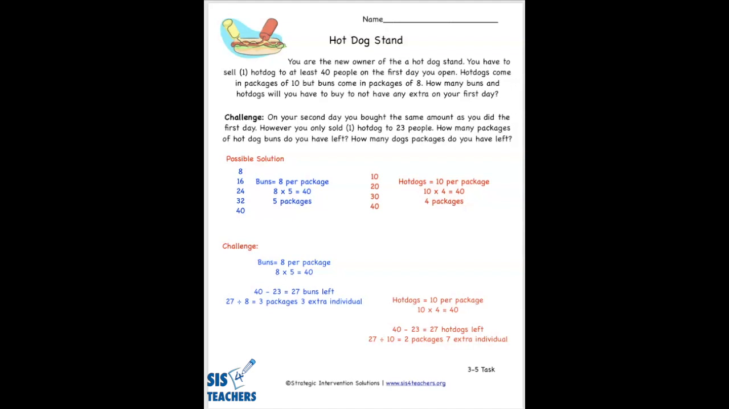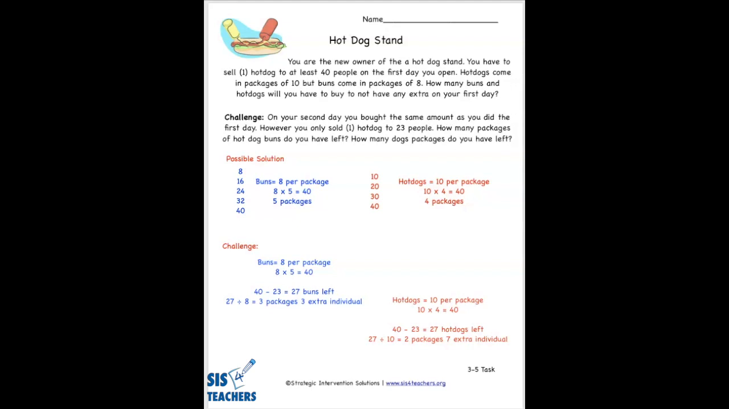Now the challenge here is asking if on the second day you only sold 23, how many extra packages are you going to have left? When we look at the buns, we know that they came in packages of 8, and so we did the 8 times 5 earlier to show that we had 40. Now if we do 40 minus 23, we know that that equals 17 buns left. I took the 17 and divided it by 8 to figure out how much I would have left. I know that 8 goes into 17 2 times, but there's going to be 1 extra individual bun left over. So we're going to have 2 packages of buns left over in the second day and 1 extra bun.